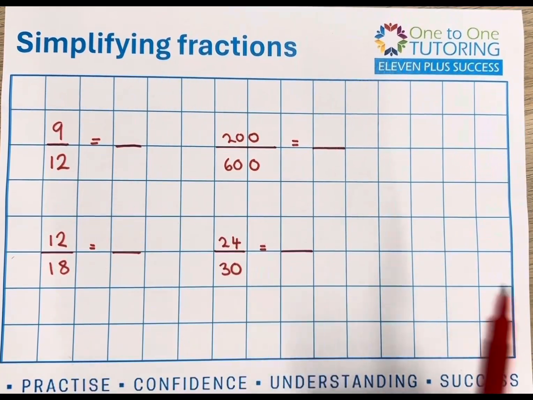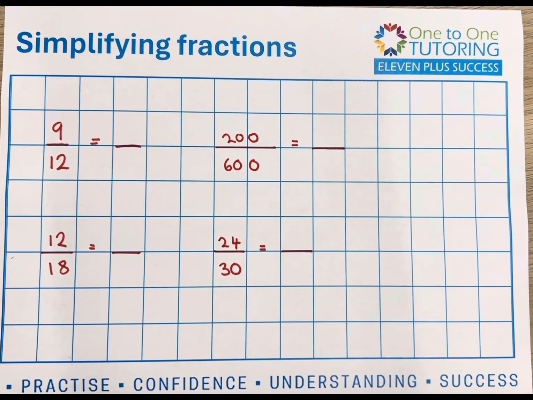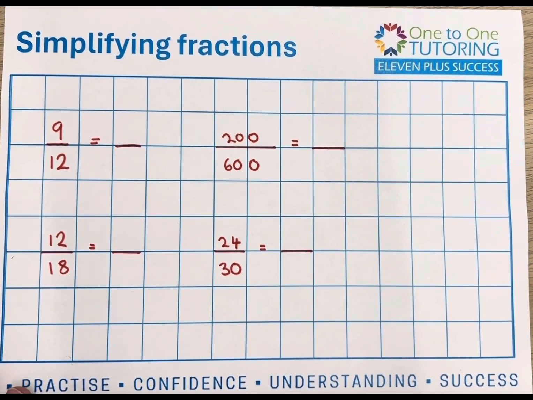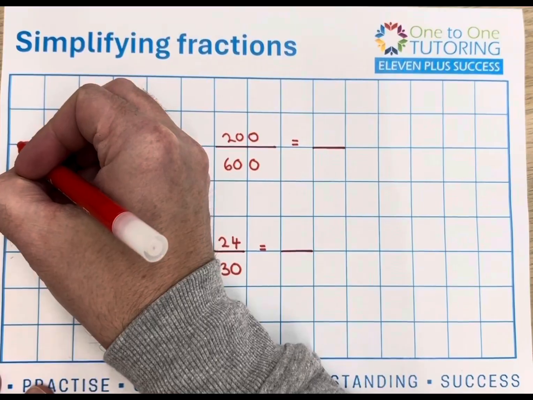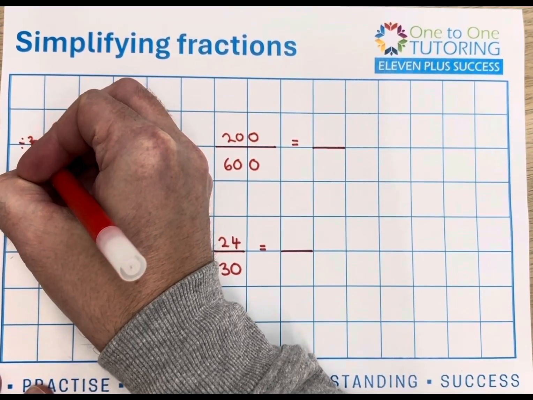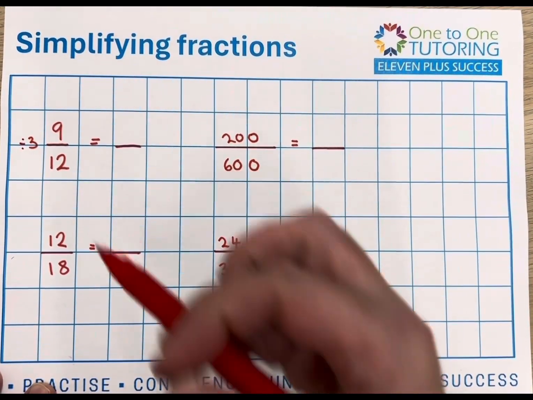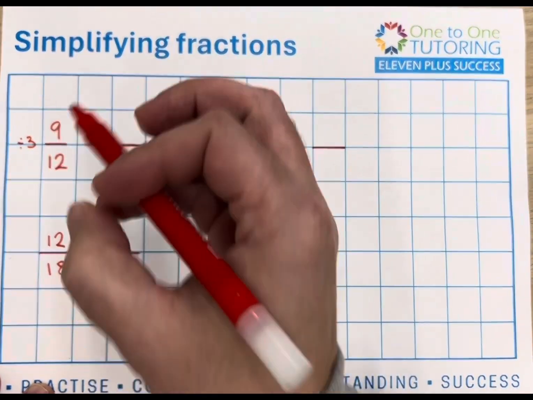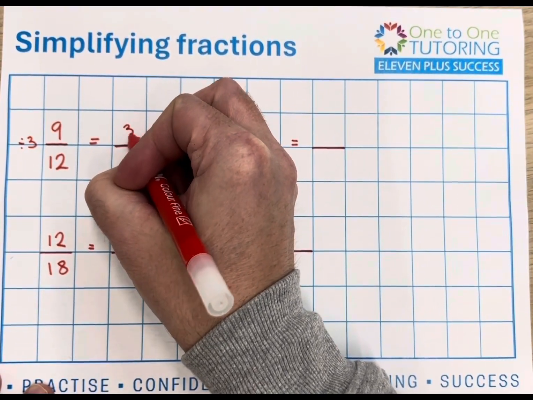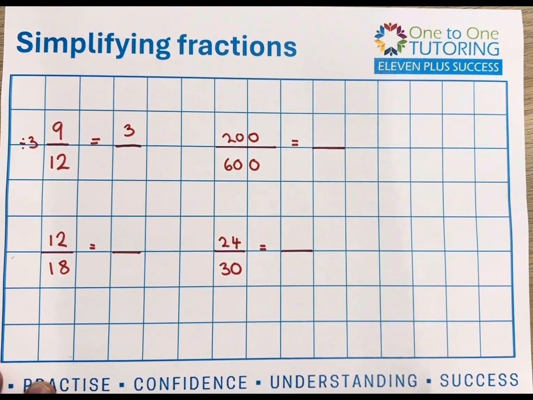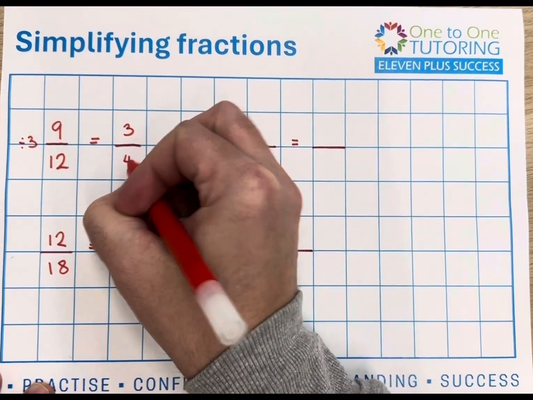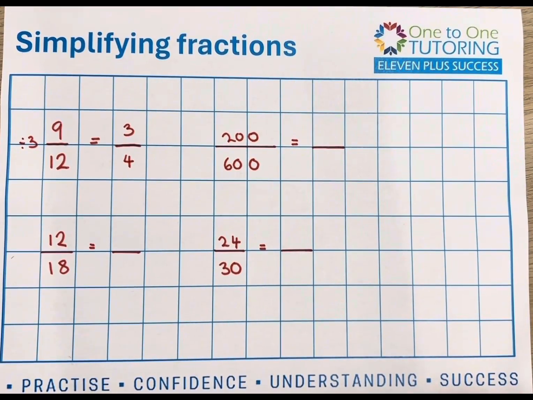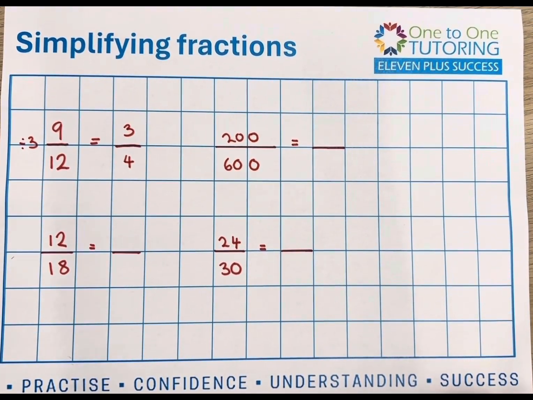Looking at my first example here, my 9/12, I know that both 9 and 12 are in the 3 times table. So my first step would be a little jotting for myself, divided by 3. I only need to write it once, as I know I divide both the top and the bottom number by the same number. So 9 divided by 3 is 3, and 12 divided by 3 is 4. So I know that 9/12 in its simplest form is 3/4. I know that 9/12 is equivalent to 3/4.